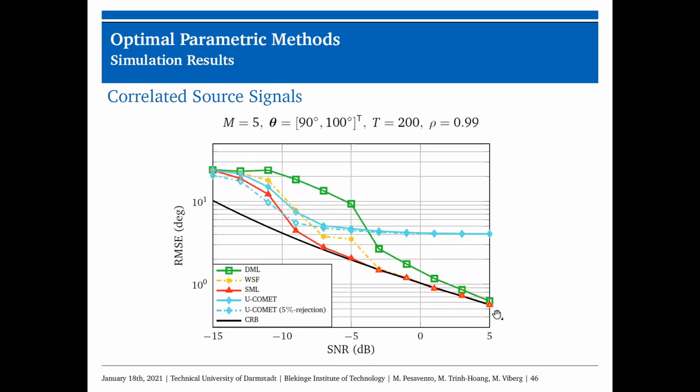So next, we look at the case where the two signals are highly correlated, 99% correlation. Otherwise, the same scenario. In this case, stochastic maximum likelihood shows the best threshold performance, followed by WSF and COMET. However, the COMET estimates have an error floor indicating that they will not give the correct values even for infinite SNR. The DML method has a higher resolution threshold, and it also does not quite achieve the stochastic CRB as shown in this picture. So this concludes part 1 of this tutorial, and it is time for a break.